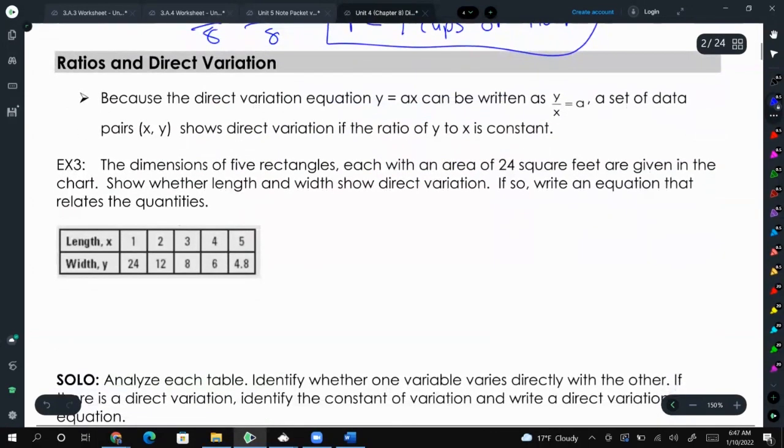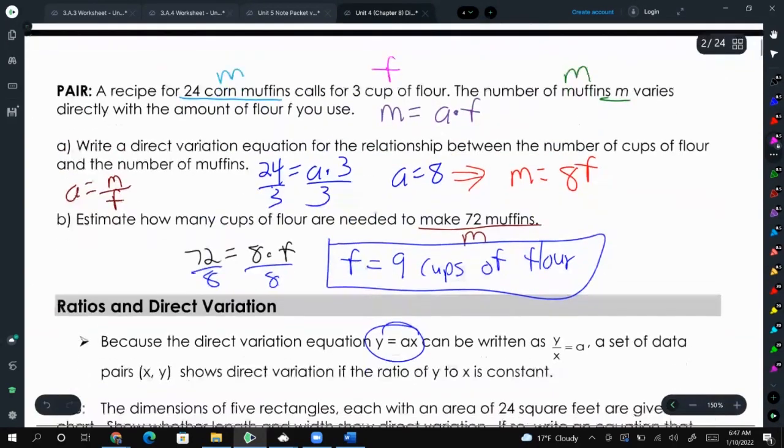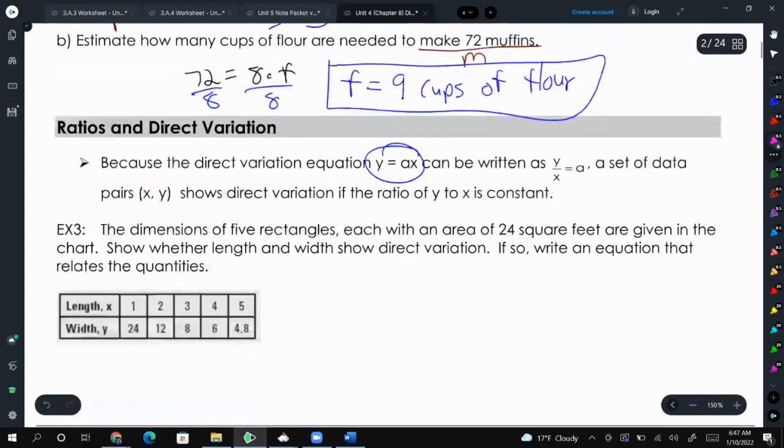Now, we alluded to this earlier, y equals ax. In that last problem, I said we could have done a shortcut. To find that a value, we could have taken y over x, or in that case, m over f, the two variables divided by each other. And if we're given a table like we are below, we should be able to take all of the y values and divide them by the x values, and that should give us the same constant.